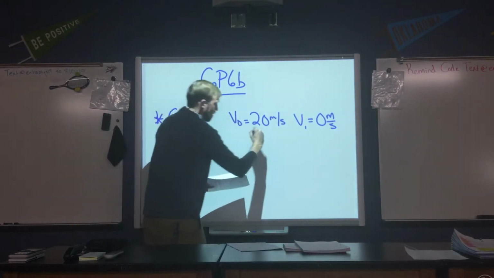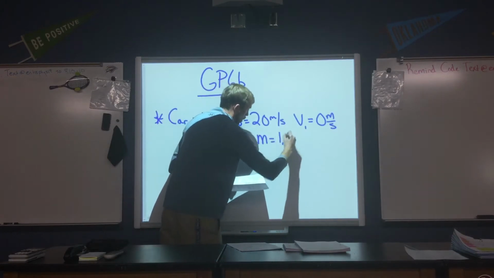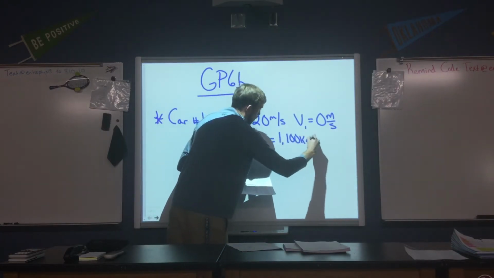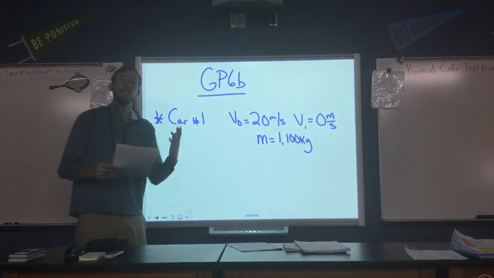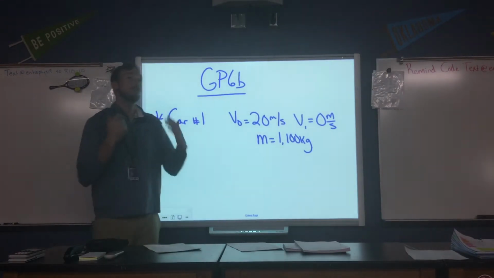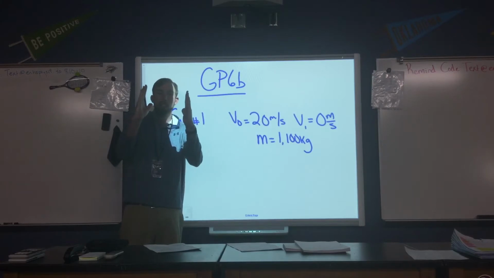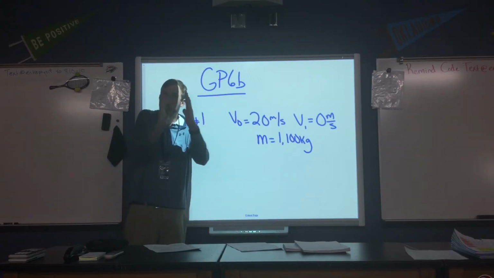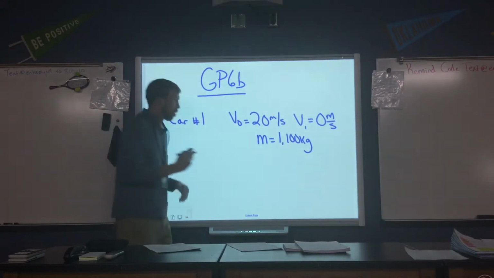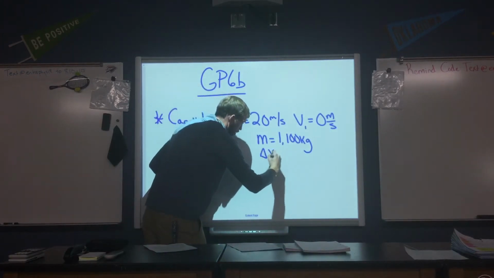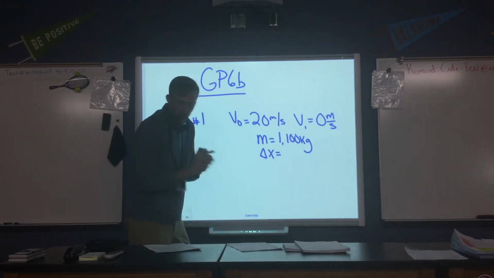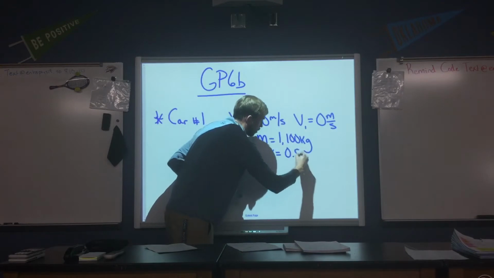We're also told the mass of car 1, 1,100 kilograms. And we're also told the crumple zone of the car. I'm going to refer to this as a delta X because it describes how much the car crunches or crumples in as it hits the wall. We're told the car crumples in approximately 0.8 meters.